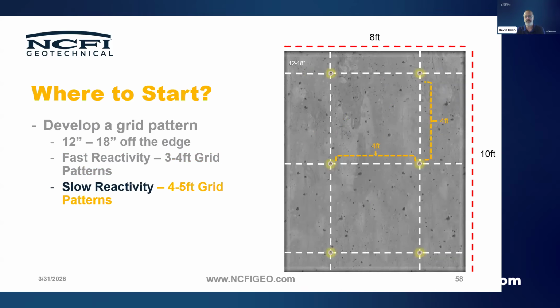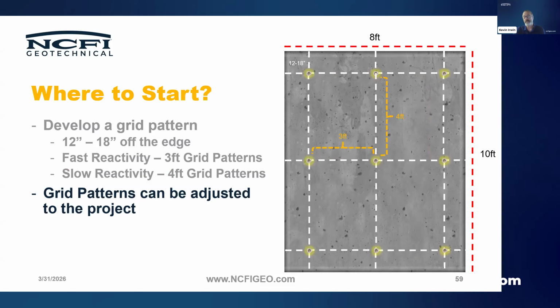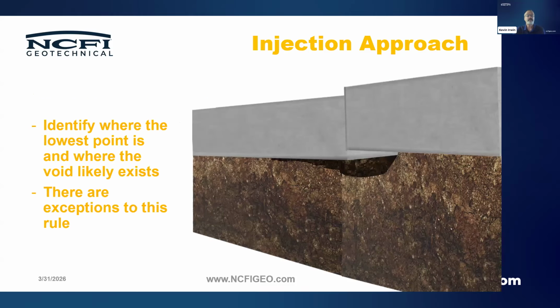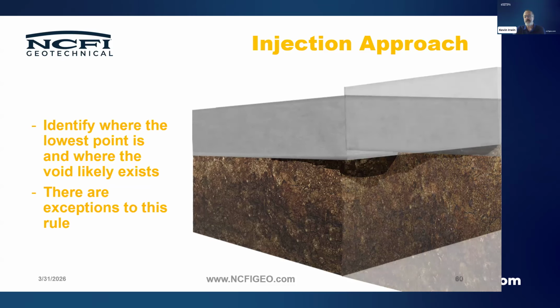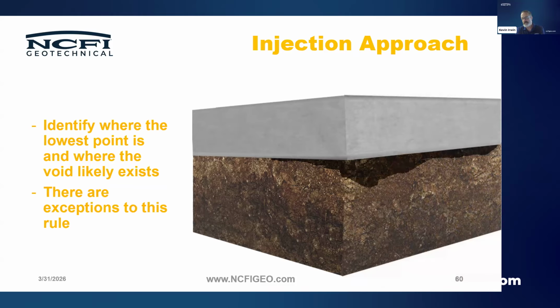A slow reactivity foam, the main thing you got to worry about there is making sure that you don't overlift in the wrong place, as it does travel further. Your grid patterns can be adjusted to your particular project, so that is not a hard and fast rule. Typically, we're going to start where the lowest point is. There may be void, there may not. It really just kind of depends.